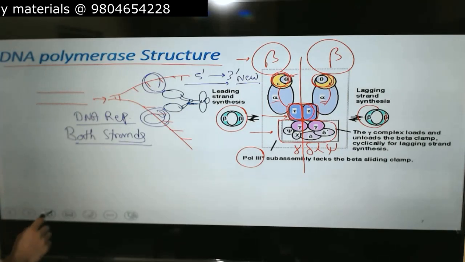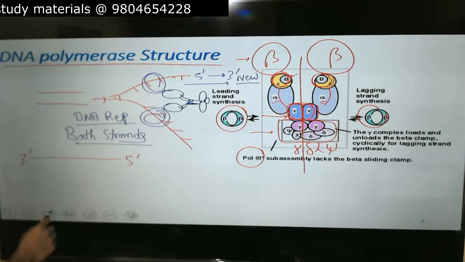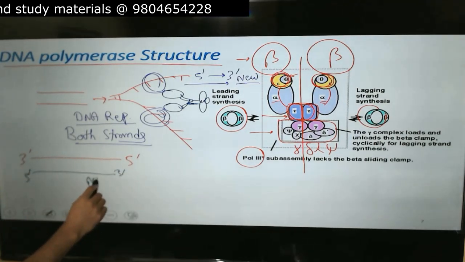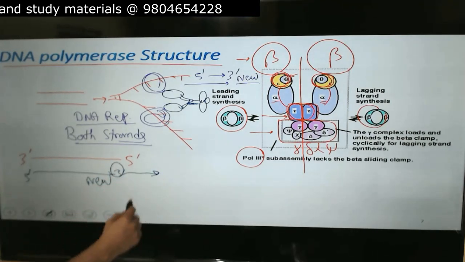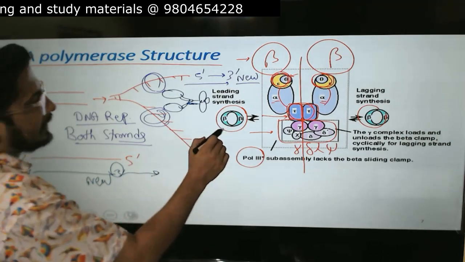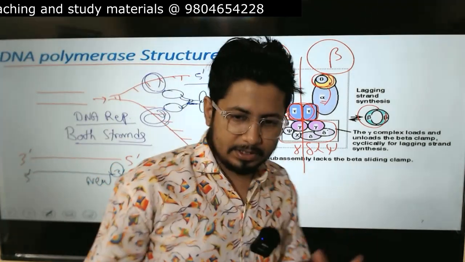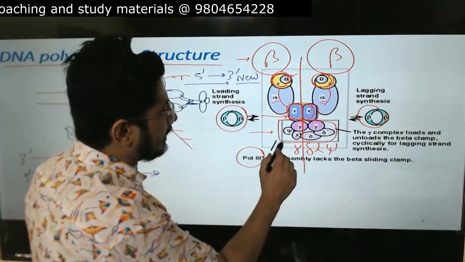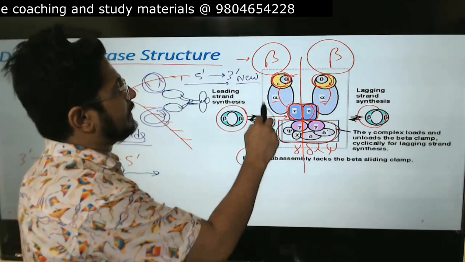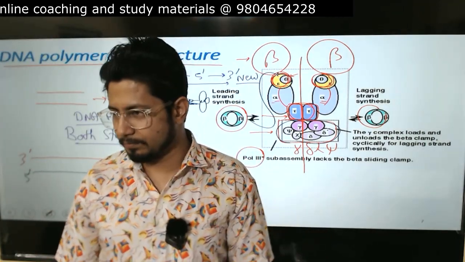So let's say the red one is the existing parental strand, 3' to 5'. The new strand is the blue color, 5' to 3'. This is new, and the polymerase moves in this direction, right? So the role of the beta clamp is to load the polymerase, and the alpha units and tau hold the structure together. The rest are known as the clamp loader, meaning they load this beta clamp on top of the hands, you can say.